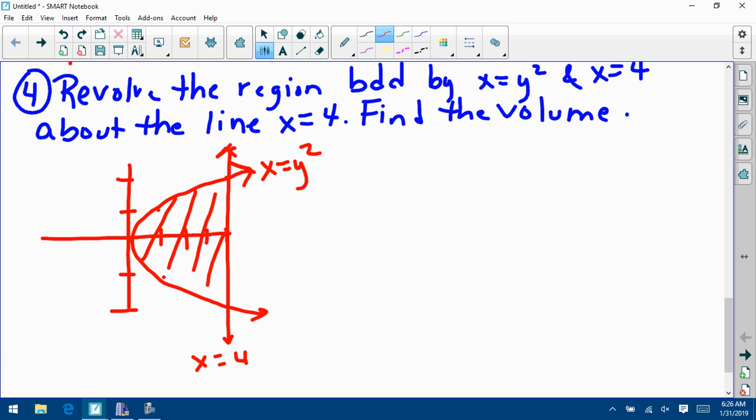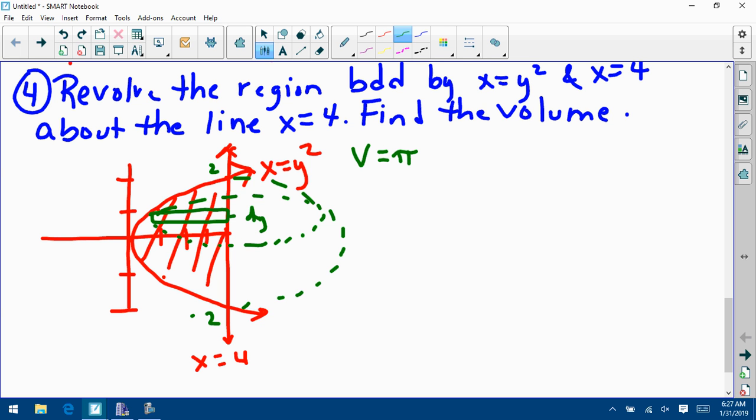We're revolving it around the line x equals 4. So I'm revolving it this way. So here's my representative rectangle perpendicular to the axis of rotation, in this case x equals 4. There's your disk that gets revolved when that rectangle goes around. So do I need dx or dy? It's the first decision. Good, dy. Limits of integration are y values. So we're going from a y value of -2 to 2. So I can say volume equals pi times the integral from -2 to 2.